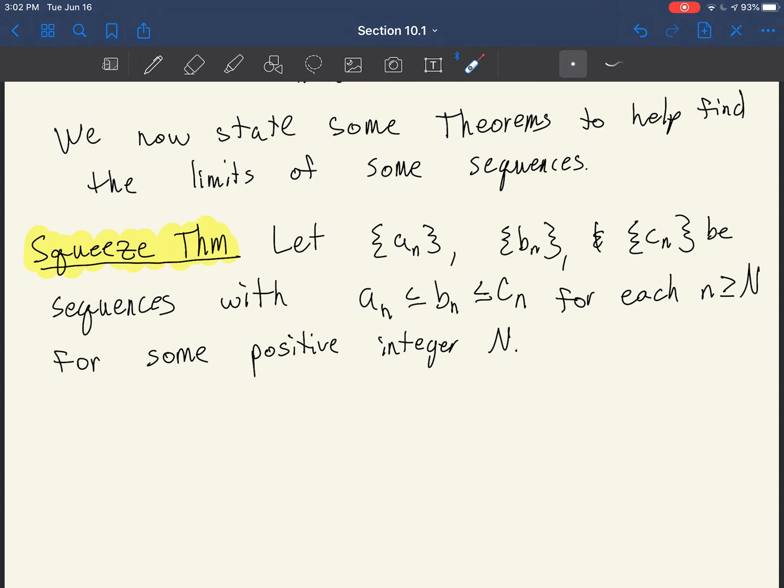So this is saying that each term a_n is less than b_n is less than c_n. That is what this for each n means, and that is each term past some point. We don't care what it does in the beginning because the limit or the convergence or divergence only cares about the tail end. We care that at some point we can say that this inequality holds for every point after that one point. That one point would be capital N.